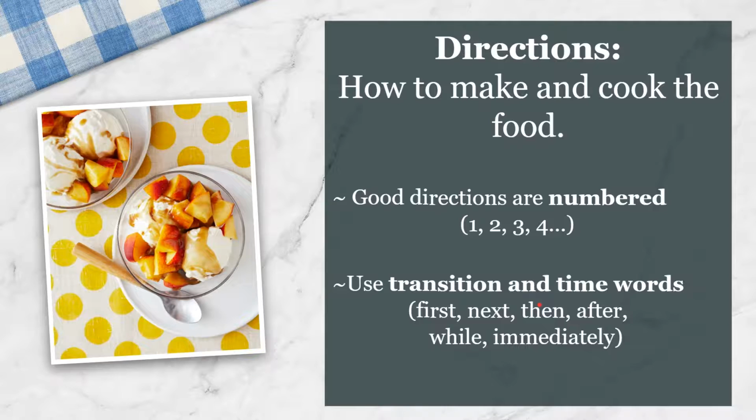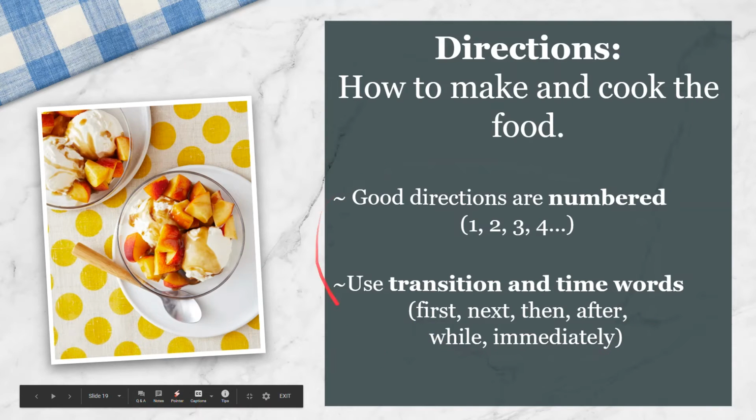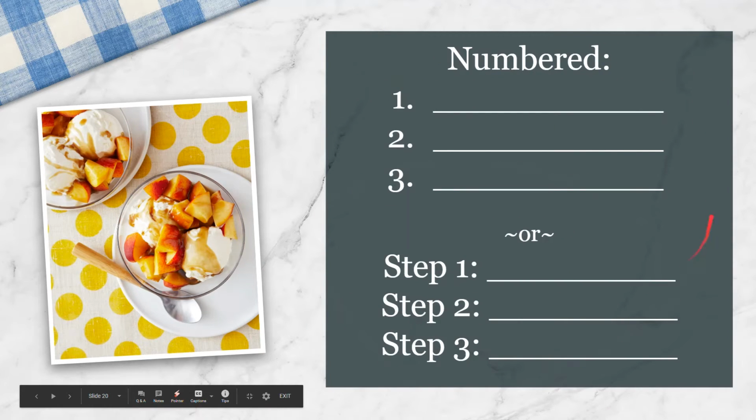Directions. The directions are how to make and cook the food. Good directions are numbered, like 1, 2, 3, and 4. Good directions also use transition and time words, like first, next, then, after, while, and immediately. So let me show you what I'm talking about. Good directions are numbered. So directions or a recipe might look like this, or like this, with step 1, 2, and 3.